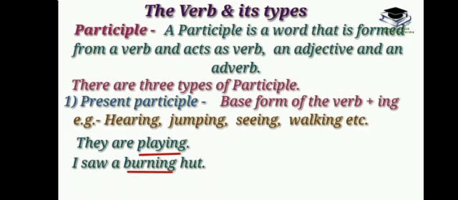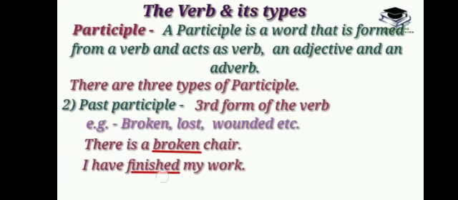But when I say I saw a burning hut, it means that over here the word burning is being used as a participle, because I saw a burning hut means that I saw a hut that was burning. So it is showing the quality of the hut. What was being done with the hut? That it was burning. So over here you must have observed that this particular word burning is used as a verbal adjective, and that is why it is a present participle.